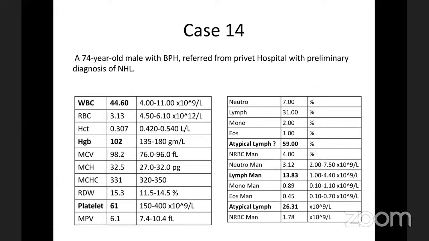Next case. A 74 years old male with benign prostatic hyperplasia referred from a private hospital with preliminary diagnosis of non-Hodgkin lymphoma. So you have leukocytosis, anemia, and thrombocytopenia. In the differential, they counted about 60% atypical lymphocytes with lymphocytosis. So you have lymphocytosis, atypical lymphocytes, thrombocytopenia, anemia, leukocytosis, adult patient.